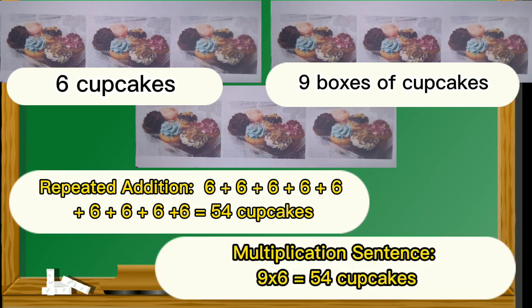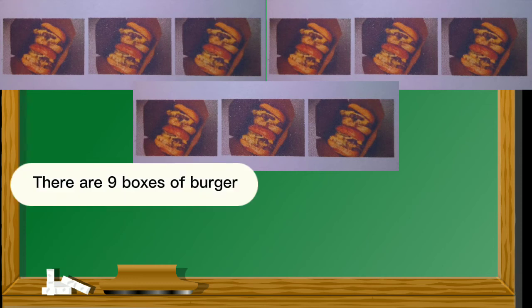And the multiplication sentence would be 9 times 6 is equal to 54 cupcakes. Very good. Now, study and analyze the following set of burgers. In the picture, how many boxes are there? Let us count. 1, 2, 3, 4, 5, 6, 7, 8, 9. That's why there are 9 boxes of burgers.